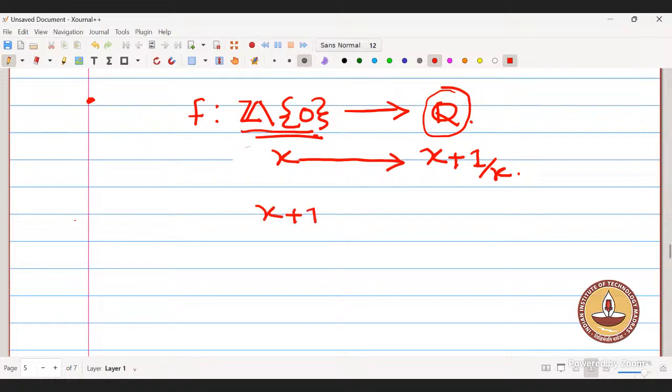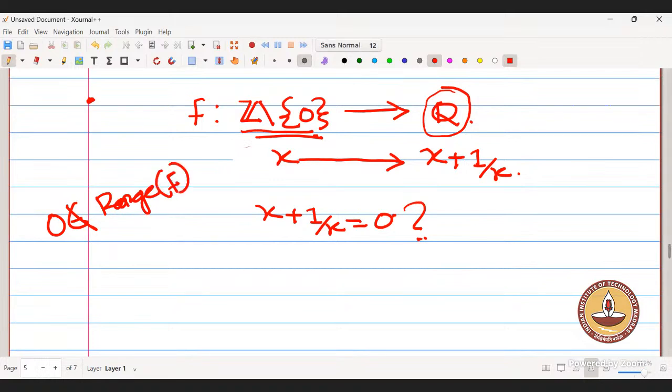Sir, so do you think x plus 1 by x can be 0? Is it possible? No, sir. x can't be 0, and x plus 1 by x cannot be 0. The function is also not defined at 0. The only thing I actually want to show is that this function is not surjective. In particular, 0 is not inside the range of f, so this is enough. If I can show that 0 is not inside the range, that means the range of f is not equal to Q.